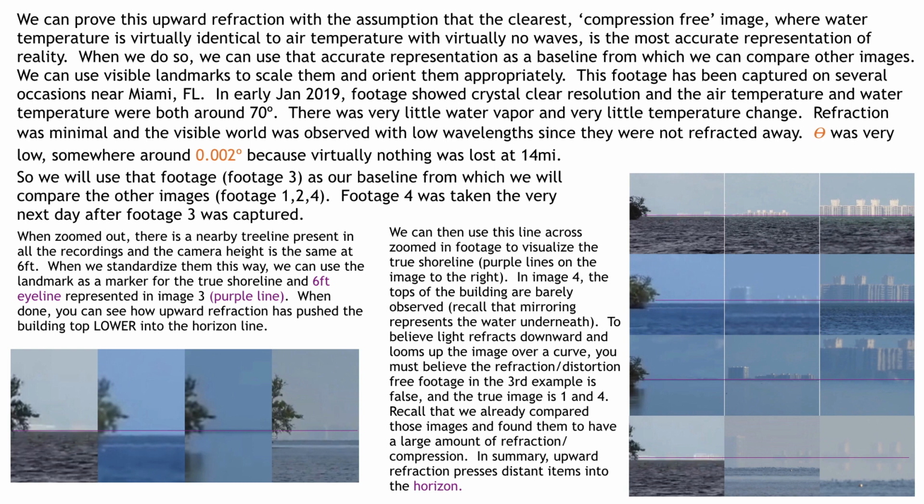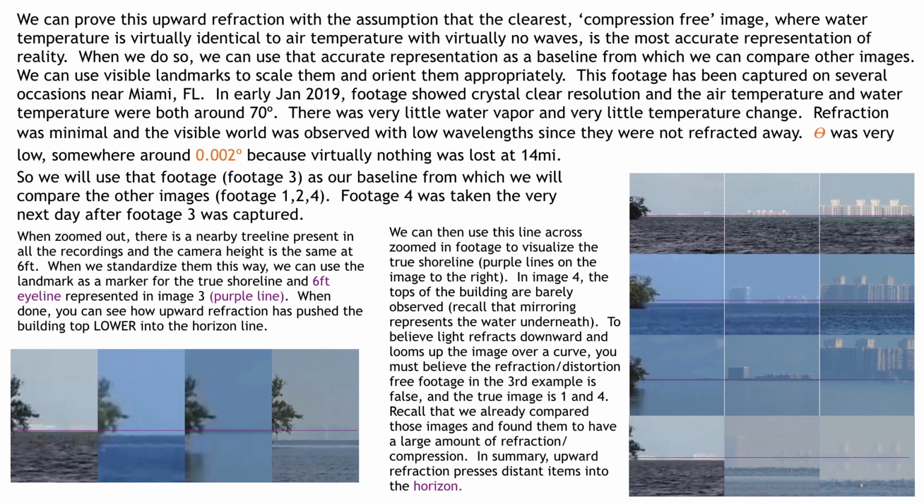So looking on the lower left photo there, we can compare these 4 footages essentially. When zoomed out, there is a nearby tree line present in all the recordings because it's taken from the same observer position, and the camera height is the same at 6 feet. So when we standardize them all this way, we can use the landmark as a marker for the true shoreline and 6-foot eye line represented in image 3, which is going to be our baseline.